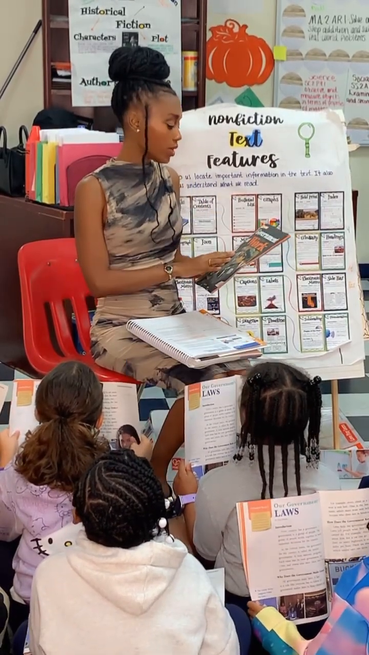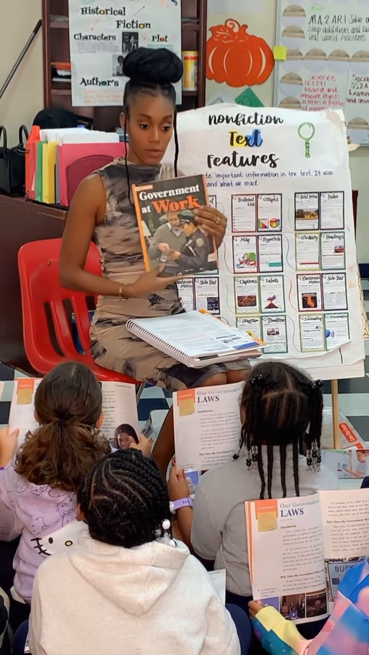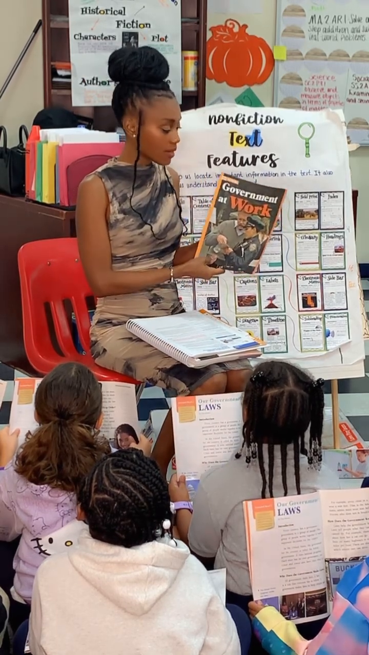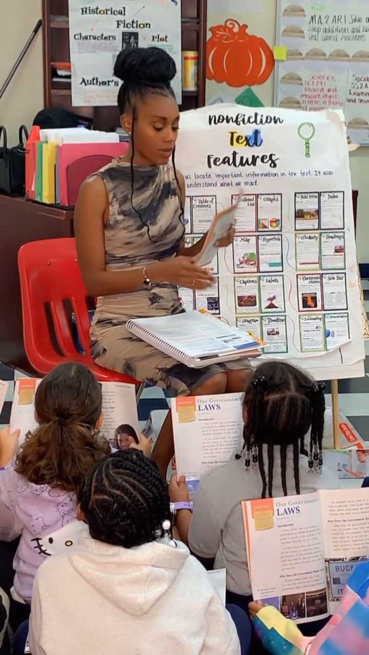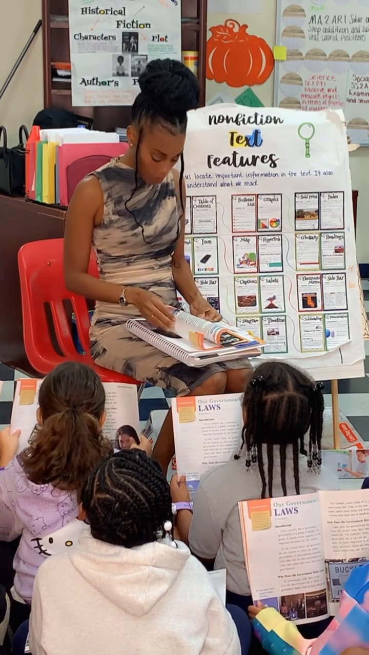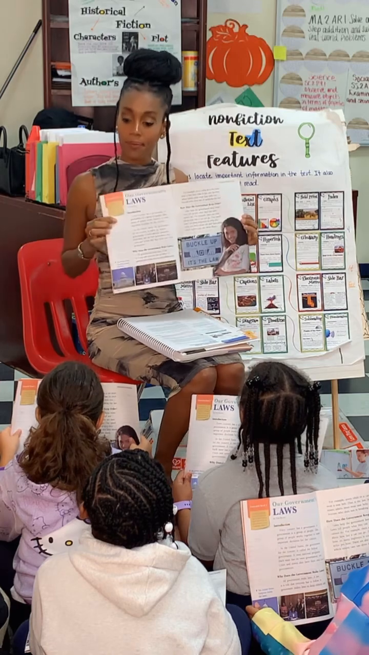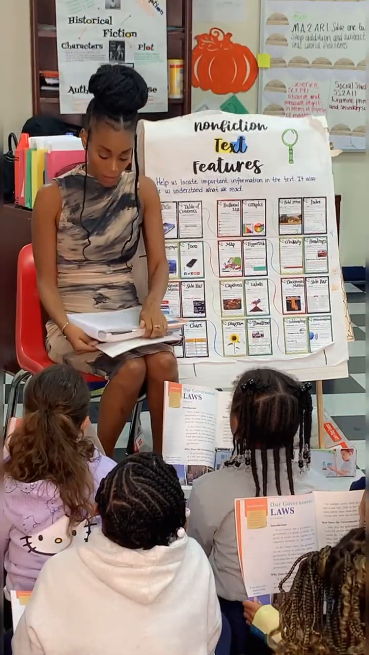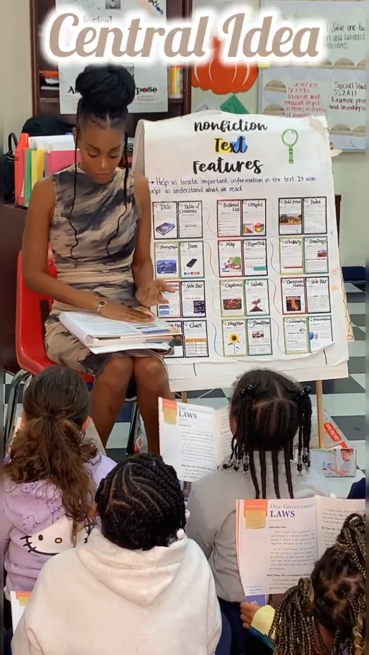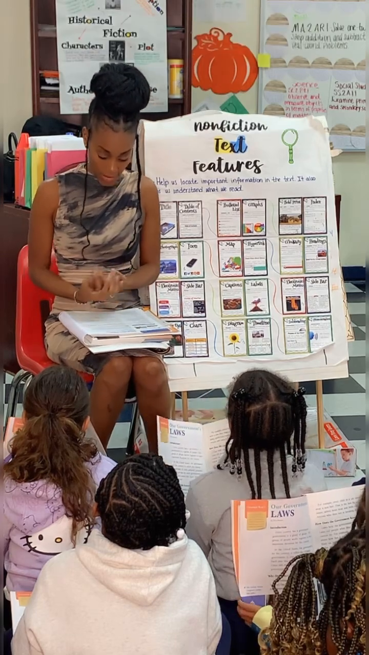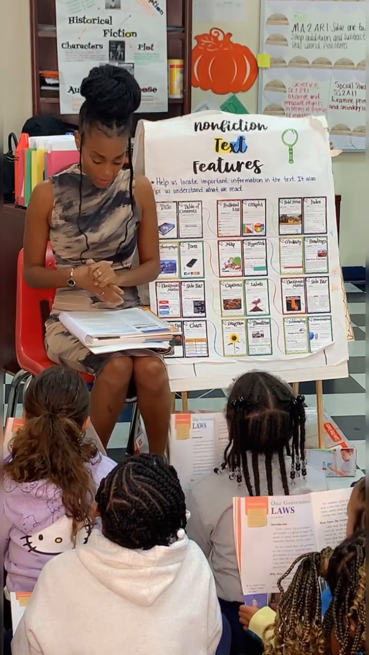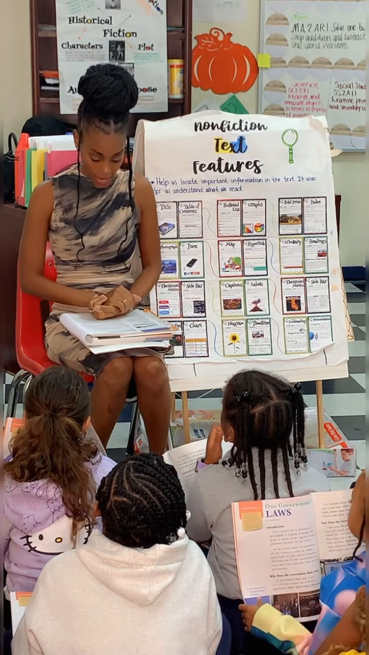Today we are on Unit 3 and we are starting a new book called Government at Work. The selection that we are reading today is Our Government Laws on page 12. When we read our government laws, we practice identifying the central idea of the selection as well as the focus of specific sections of the text.